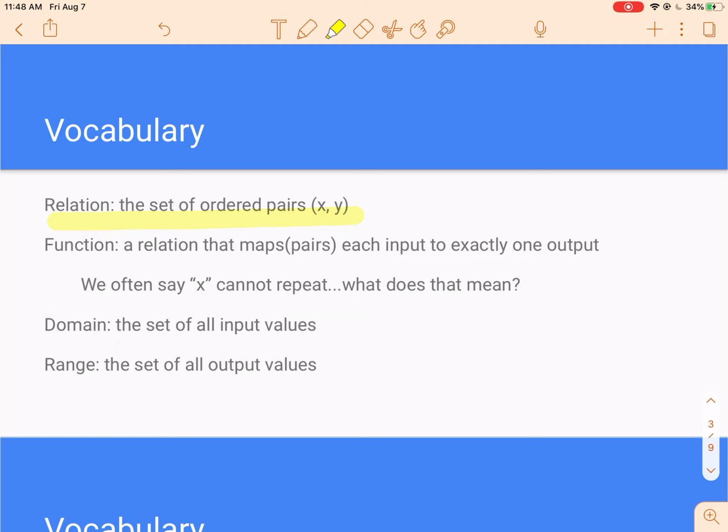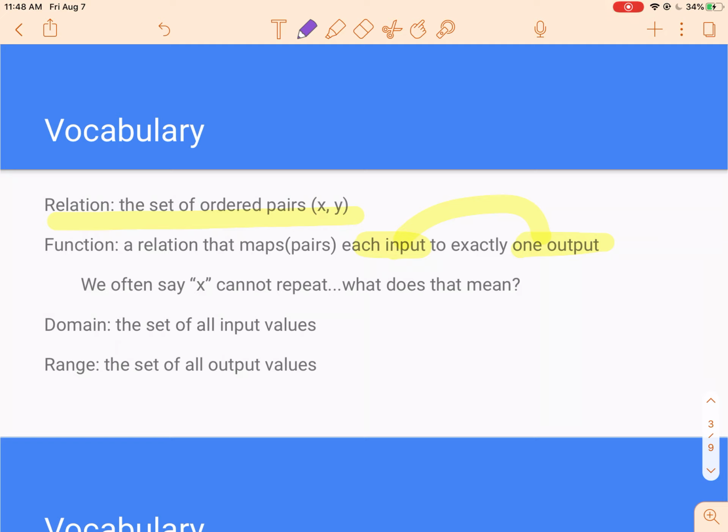Now, a function is a relation that maps or pairs each input to exactly one output. That's very important. You may have heard from other teachers in your past math classes say x can't repeat. That's what a function is, when x doesn't repeat. Well, what does that really mean?